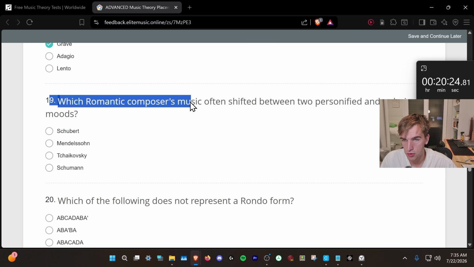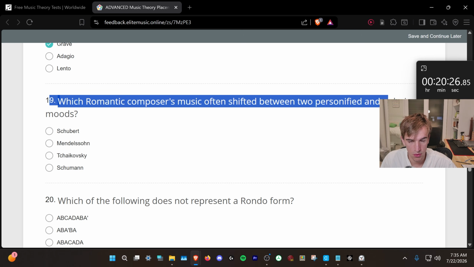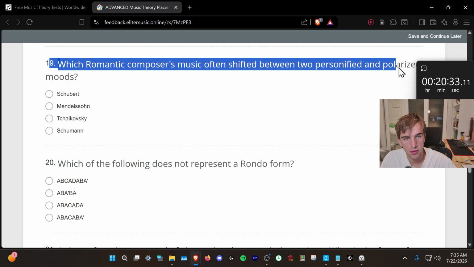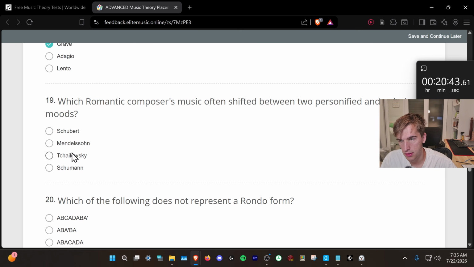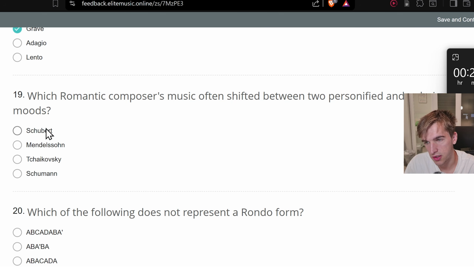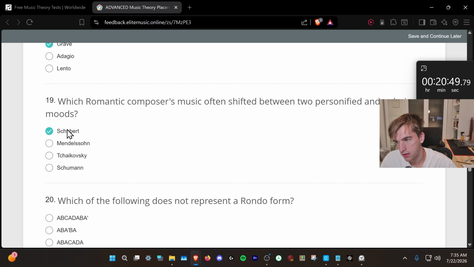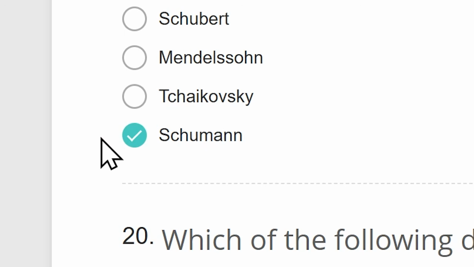Which romantic composer's music often shifted between two personified and polarized moods? I'm not gonna put Tchaikovsky. I don't know a lot of Mendelssohn. Dude, I confuse Schubert and Schumann all the time. The Serenade is from Schubert, so I'm not gonna put Schubert. I'm gonna put Schumann because this is the only one that I don't really know.